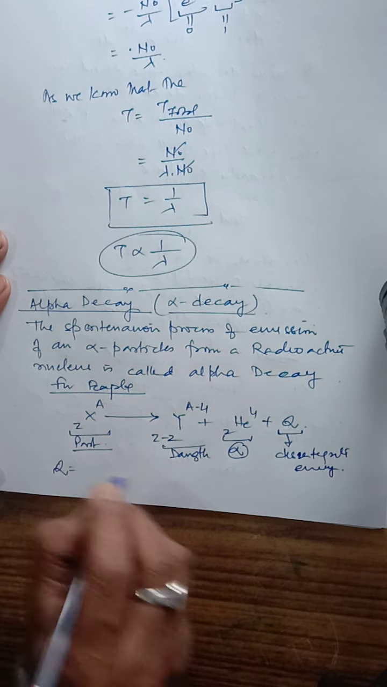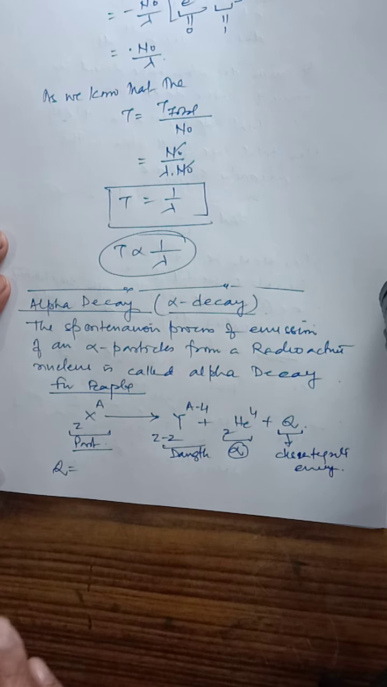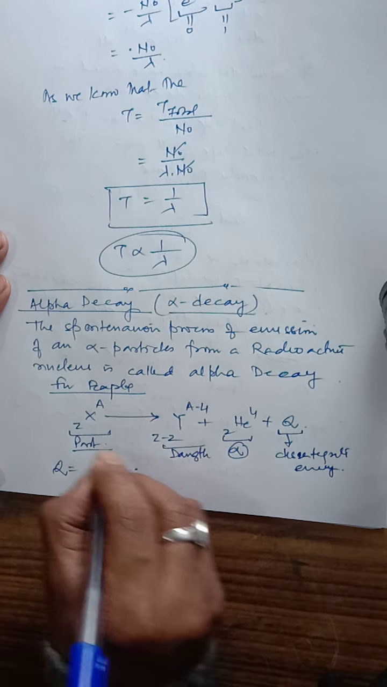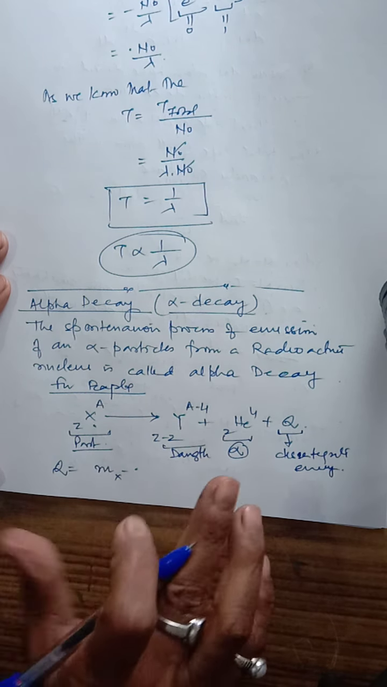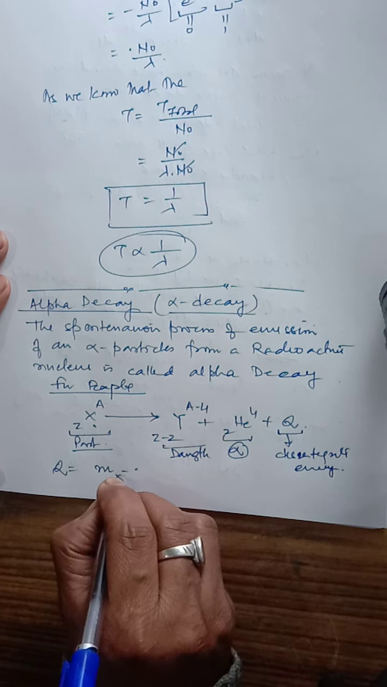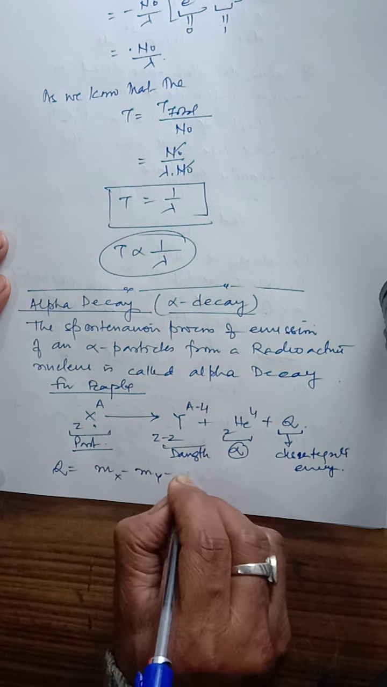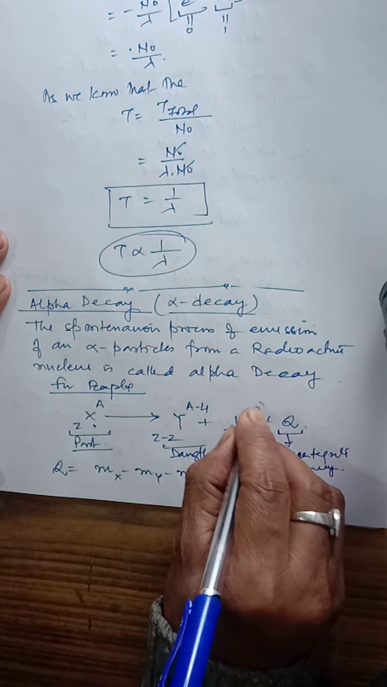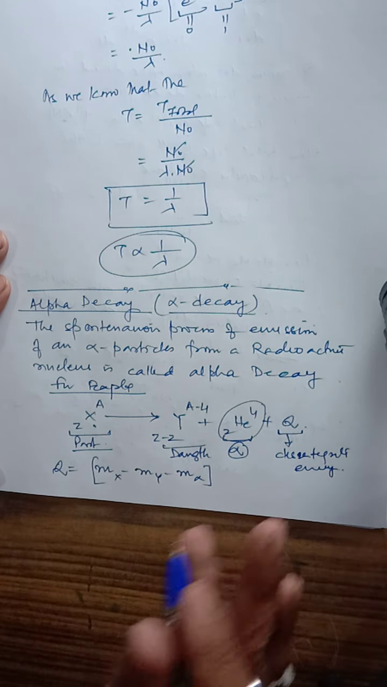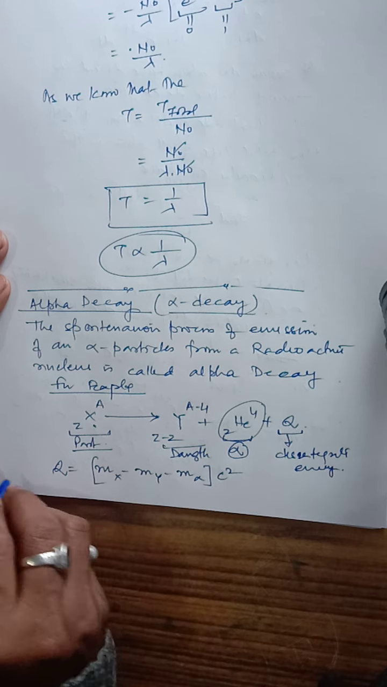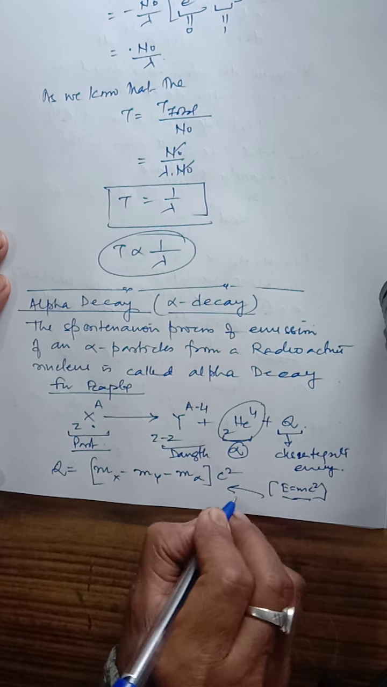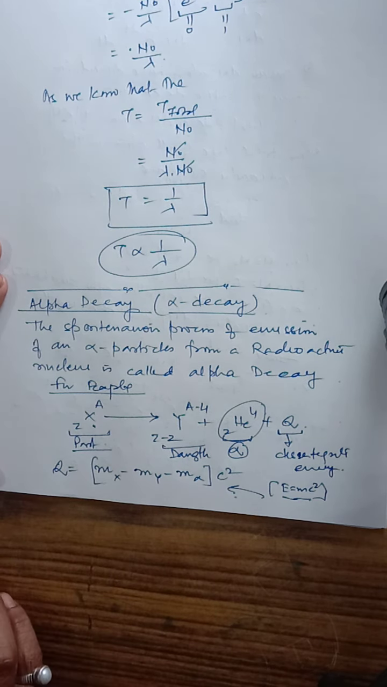And the value of this Q is a kind of energy. Initially we find the mass defect, that is m of X minus m of Y minus m of alpha. This is the mass defect, which is to be multiplied by c squared. So we have the equation E equals mc squared, and from that we find this value.